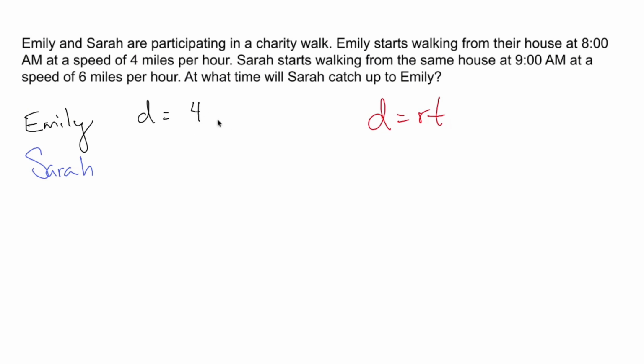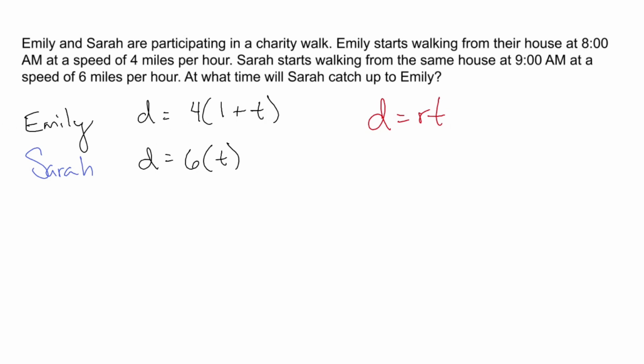And what we also know is her time. Since she left at 8 a.m. and Sarah left at 9 a.m., if we say that Sarah's time is T, Emily has 1 hour on her. So we'll say 1 plus T. Now, Sarah, her distance, we don't know. We know that her rate is 6 miles an hour, and her T is just regular. Emily has an hour on her because she started an hour earlier. That's where we get the 1 plus T.